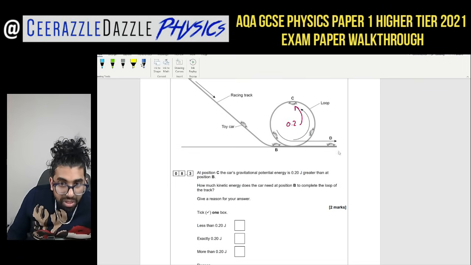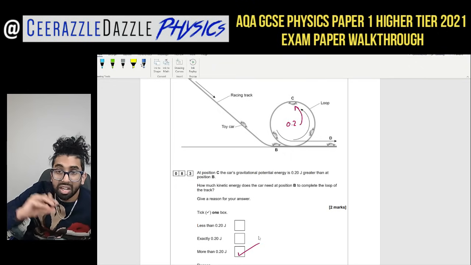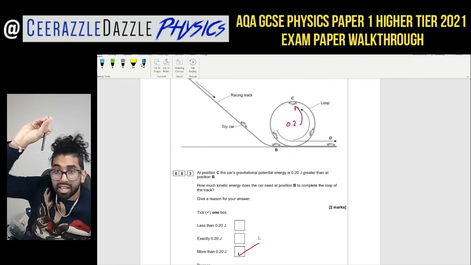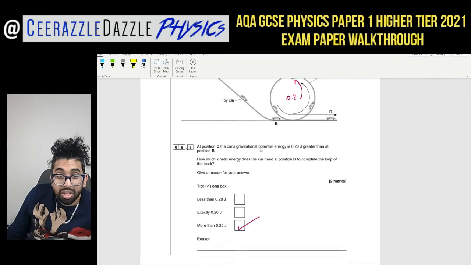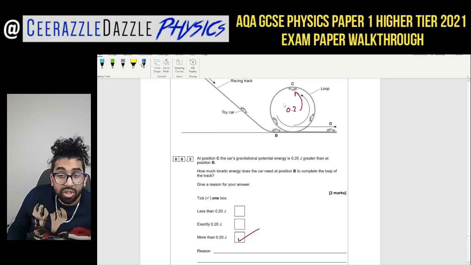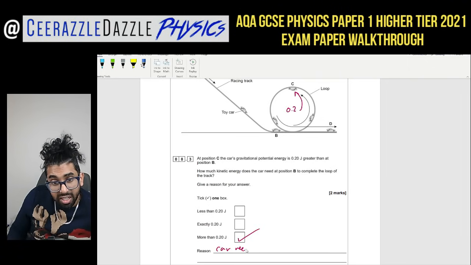So in order to make the full journey, you need greater than 0.2. Otherwise, you get to 0.2 and you're stuck there. You want it to keep going, so you need more energy than 0.2 joules to complete the journey. Otherwise, you just go to the top and stay there. The reason is that the car needs to be moving at C to complete the loop.